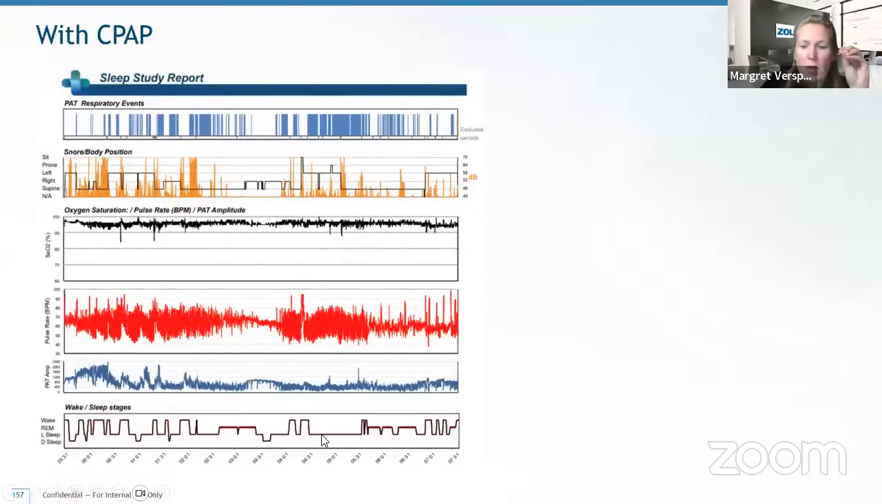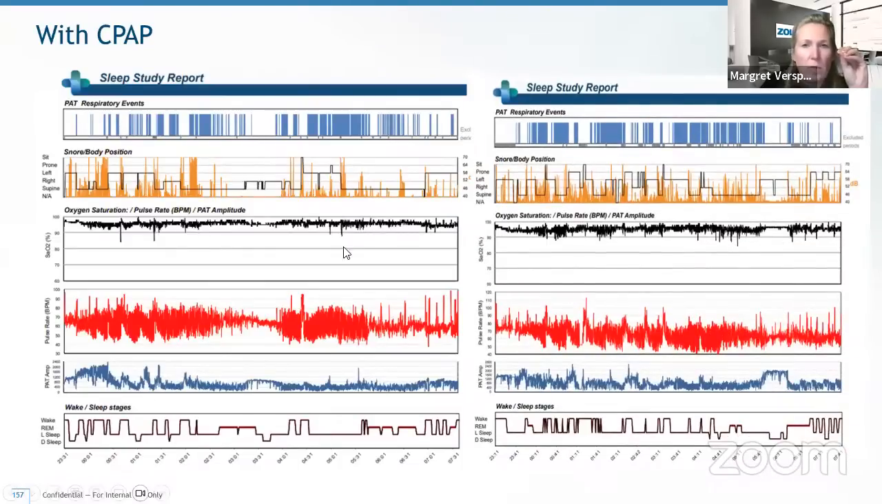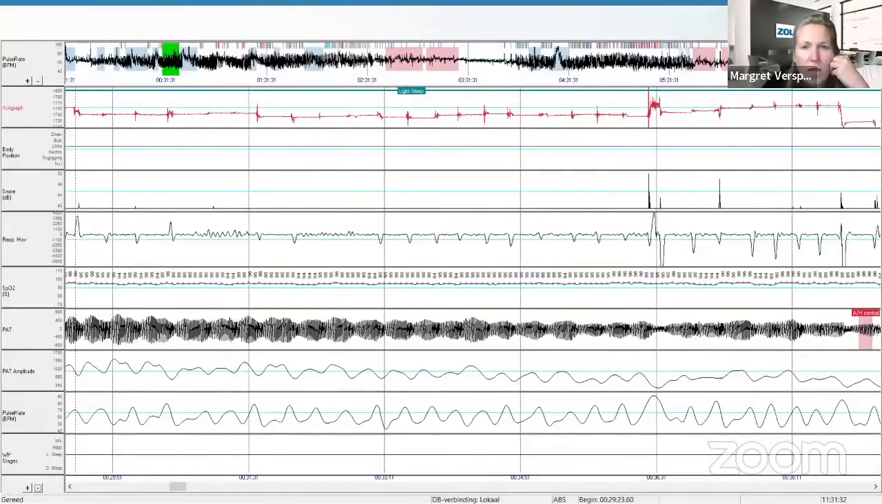With CPAP, we can see, this is with CPAP, this is without CPAP. The oxygen saturation is more stable. There are fewer deeper desaturations. But there's still a high heart rate variability. There's more deep sleep. It looks like the sleep is a bit more stable with CPAP compared to without, but still a high heart rate variability. When we look in the raw data, we see this. We see that there are a lot of arousals.